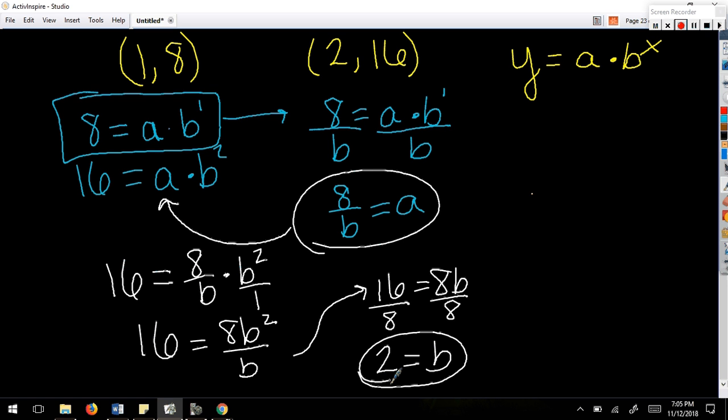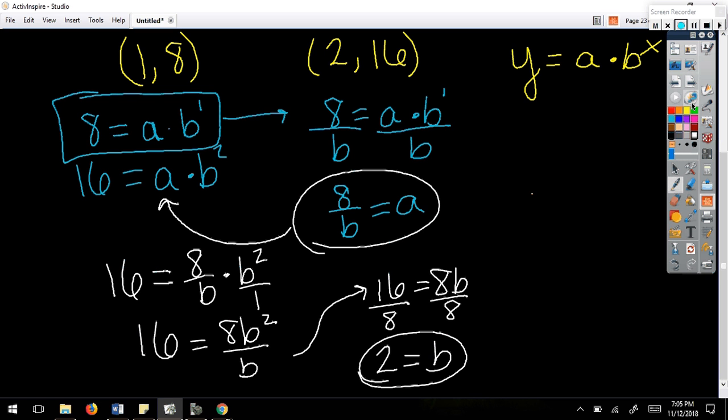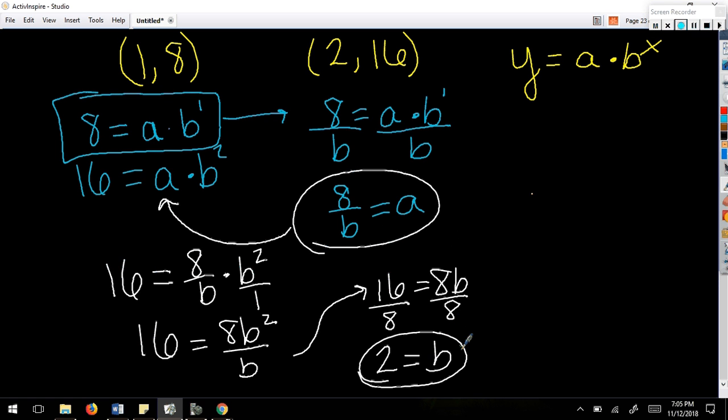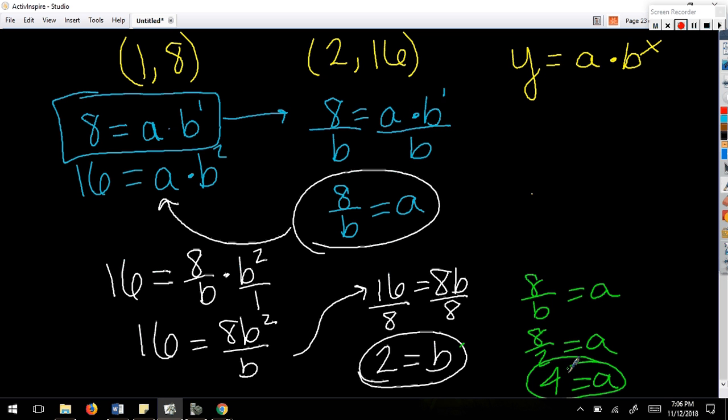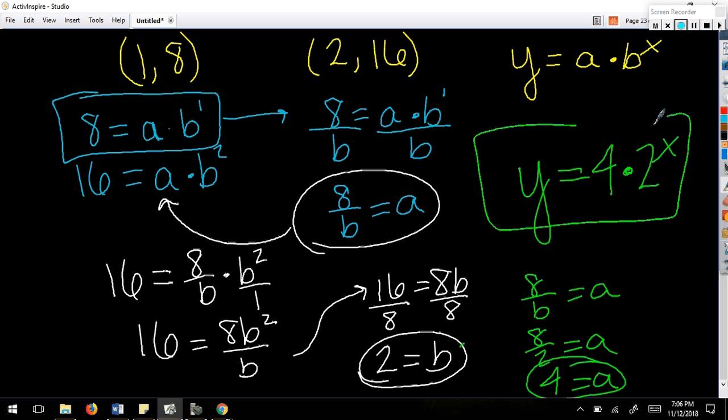Okay, again, that's only one of the unknowns, so I need to plug in to find a. So I'll use this equation that I already solved for a to know that 8 over b equals a. So 8 over 2 equals a, which is 4. Again, this isn't the entire answer to the question. The question was, what's the equation of an exponential function? So I use the a and the b to say that the equation is y equals 4 times 2 to the x.